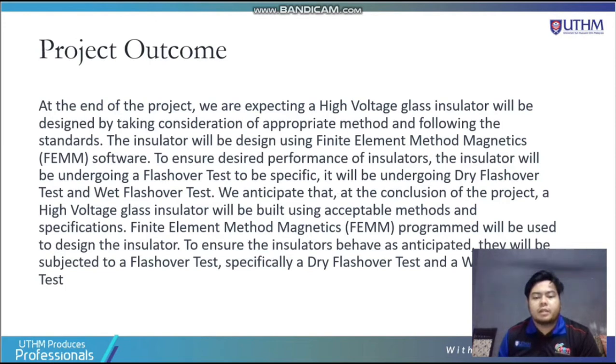We anticipate that at the completion of the project, a high voltage glass insulator will be built using acceptable method and specification. Finite element method magnetic program will be used to design the insulator. To ensure the insulator behaves as anticipated, it will be subjected to a flashover test, specifically a dry flashover test and a wet flashover test.